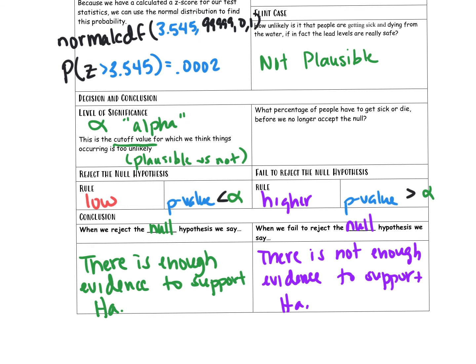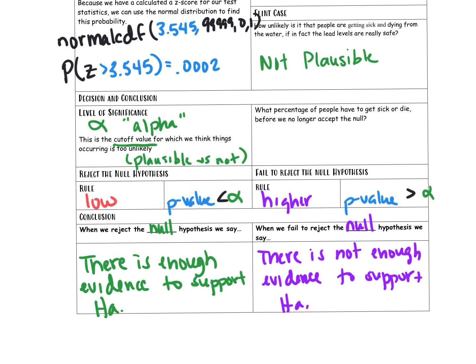But we always start by saying, with respect to the null hypothesis, do I reject the null or do I fail to reject the null? That is the first part of the conclusion. Do I reject? I only reject when the p-value is less than alpha. Or do I fail to reject? I fail to reject when the p-value is greater than alpha. And once I decide those things, here's what's going to happen.